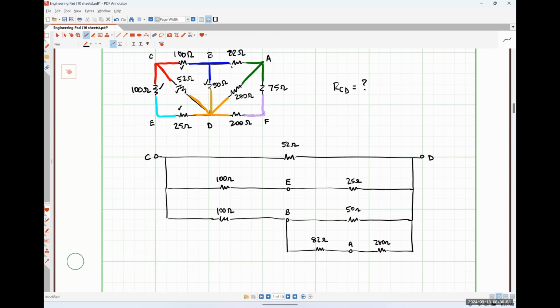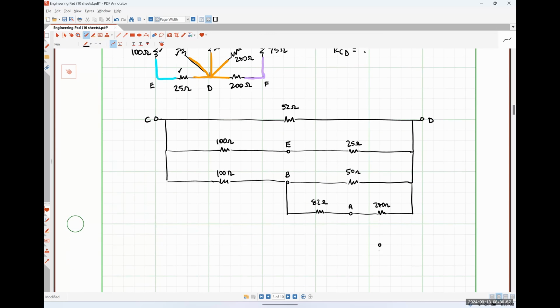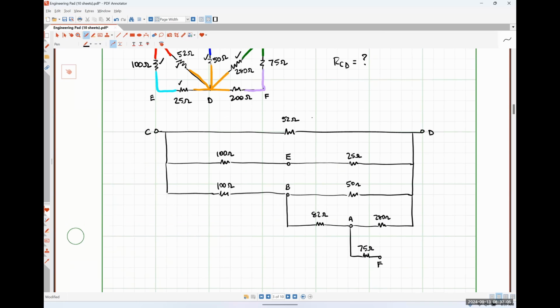So that takes care of this guy and this guy, but I can also go from A to D by going through node F. So I'll put it down here. From A to F is the 75 ohm resistor, and from F to D is a 200 ohm resistor.